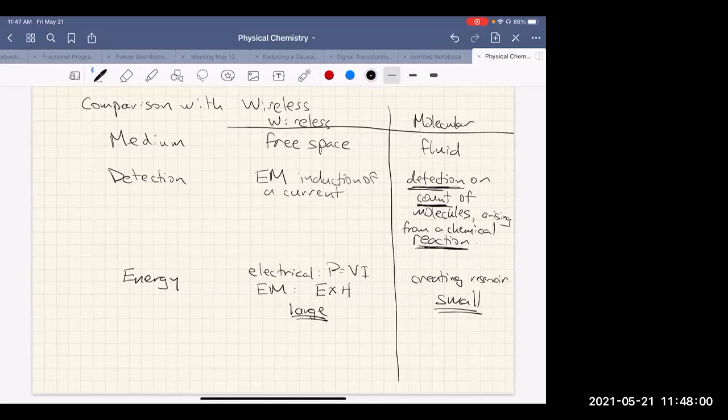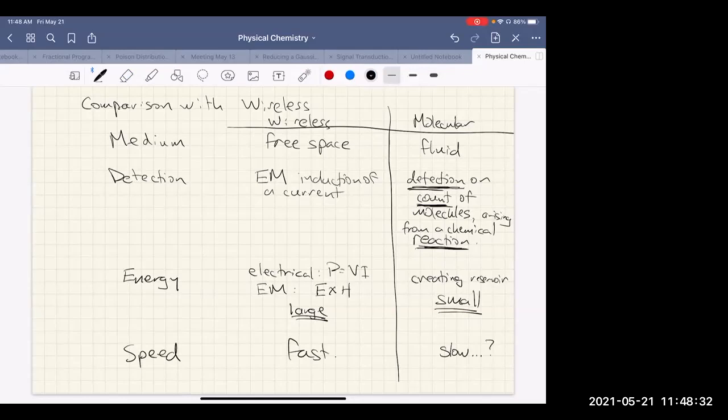The other thing to think about is that this doesn't come with a free lunch again. You might look at this and think, gee, small amounts of energy are good. We like small amounts of energy, we don't like large amounts. So maybe we would just use molecular for everything. But the real disadvantage comes with speed. Wireless is very fast, as we know. Molecular is slow.